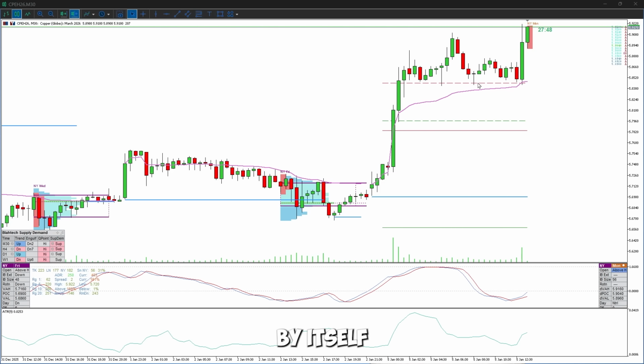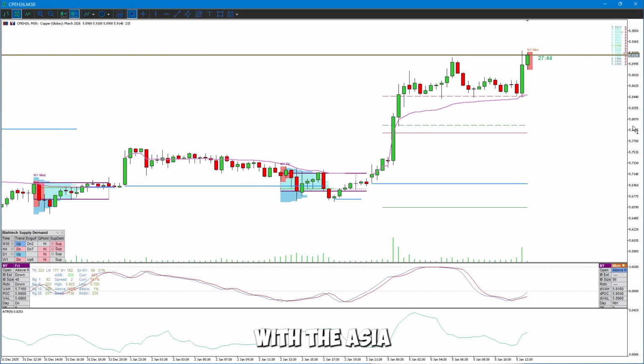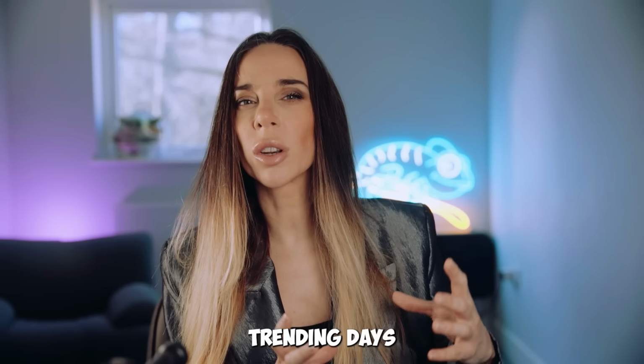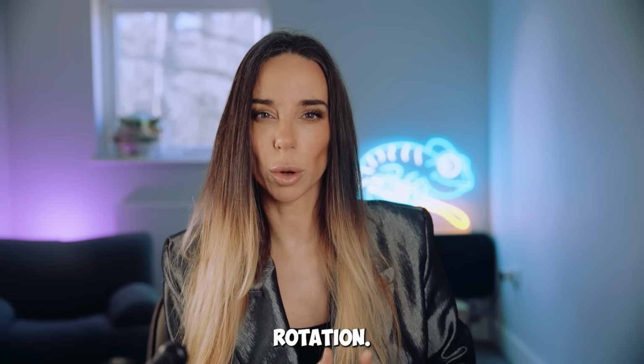ADR getting ignored by itself can be a strong signal, right? But when you combine this with the Asia range break and the sustained movement above that range, that's one of the best filters for genuine trending days versus a normal rotation.